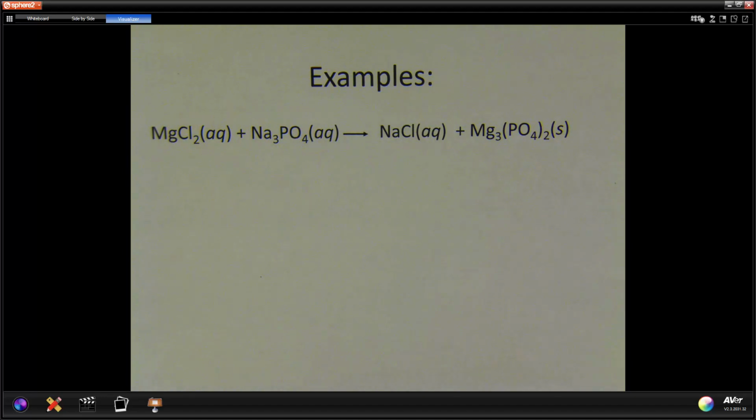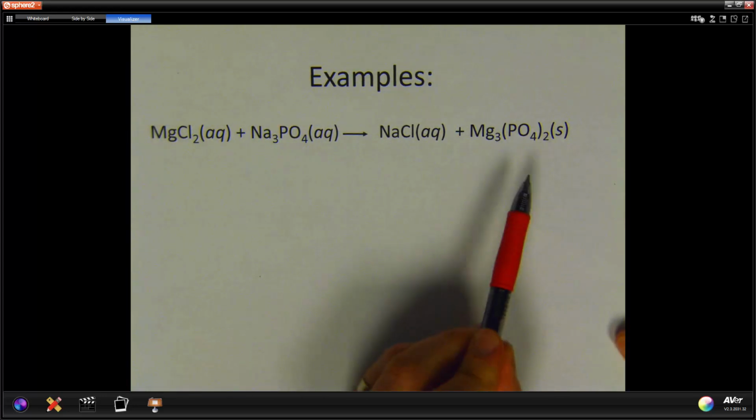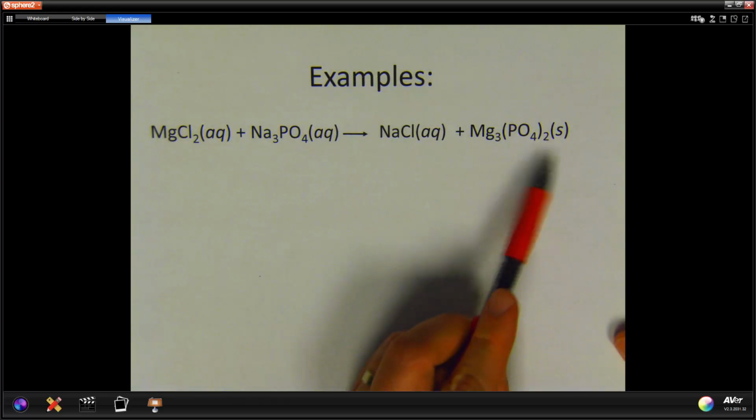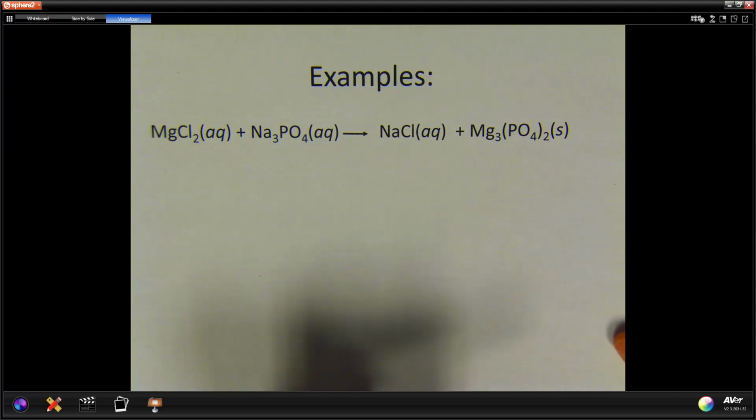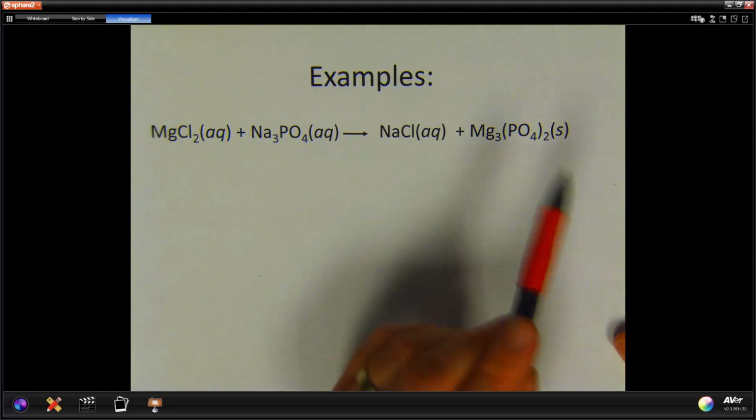Okay, so let's go through this example of balancing an equation. So we have four things. This is a double replacement reaction. And again, you might want to start with the hardest thing first. The most complicated thing I see here is this magnesium phosphate. There's a lot going on here. So I'm going to start with that.